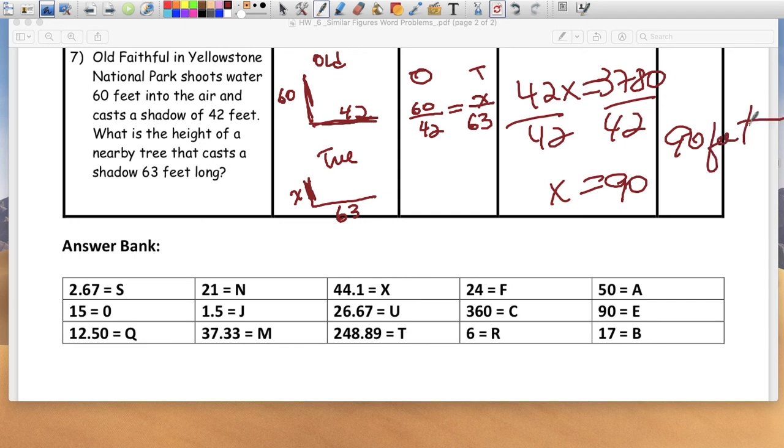That's it. And like I said, it's almost the same as the similar figures, but the only difference is that it's very helpful if you draw out your question so that you can view it and match the corresponding sides easier. Okay, that's it.